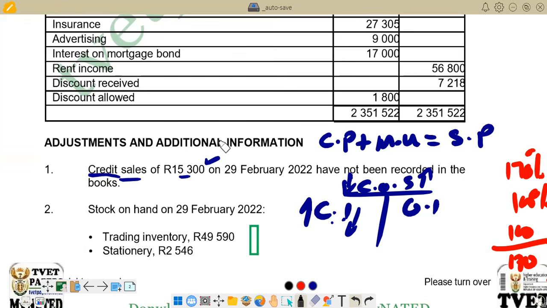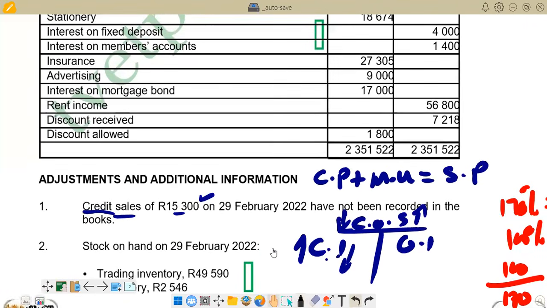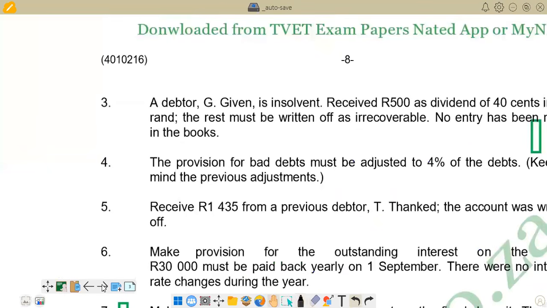So we've got rent income, and we've got a figure that we are given there for rent income. Rent income is 56,800. Before we enter rent income, we check the additional information whether we've got anything about rent income. We are seeing on this page we do not have anything, so we go to the next page.